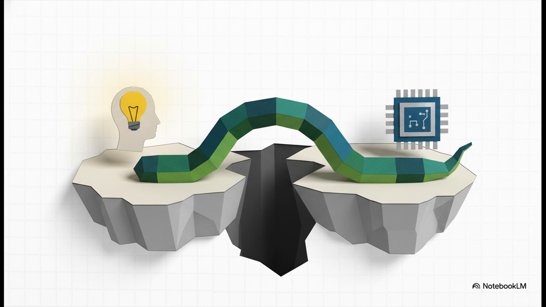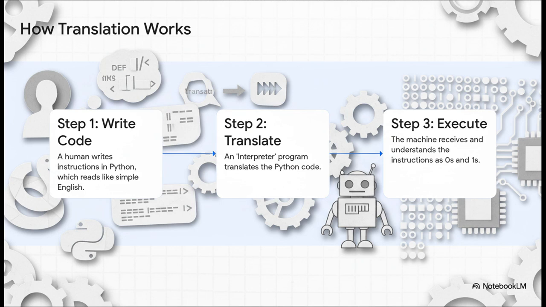So what we need is a translator. We need a bridge between our human world of ideas and the machine's world of logic. And that bridge is a programming language. In the world of AI, one of the most common and powerful bridges out there today is called Python. And the way this bridge works is actually pretty cool.